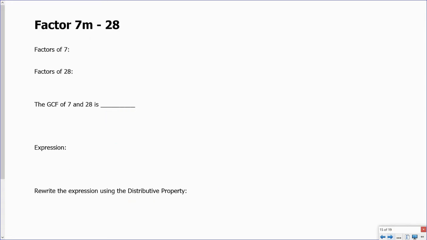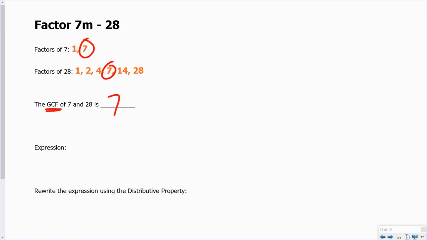Take a look at this problem. I have 7m minus 28. So again, I want to look for the factors of 7, which would give me 1 and 7. And then I want to look at my factors of 28, which are 1, 2, 4, 7, 14, and 28. Again, my greatest common factor would be 7.